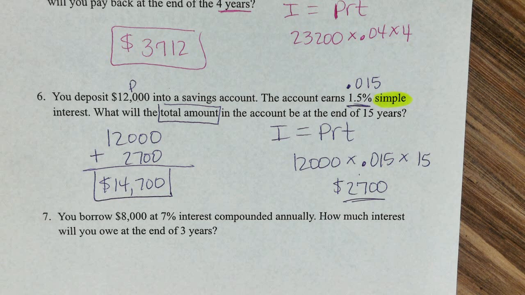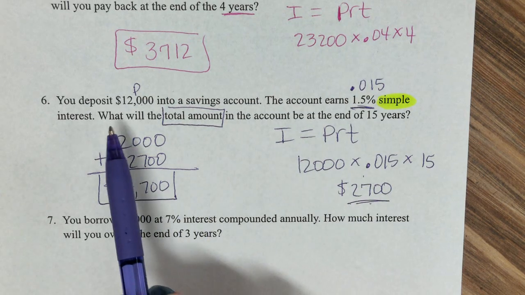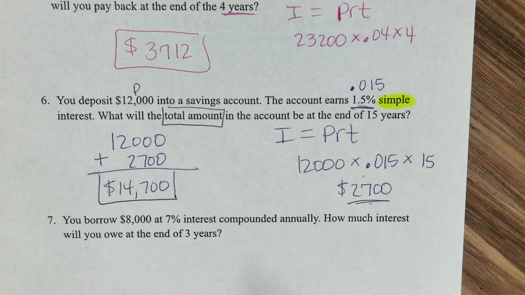Do y'all understand why we added it back to our answer? Our answer gave us the interest that we would make. The question said, how much total will they have in their account? You have to add to get a total, yes?